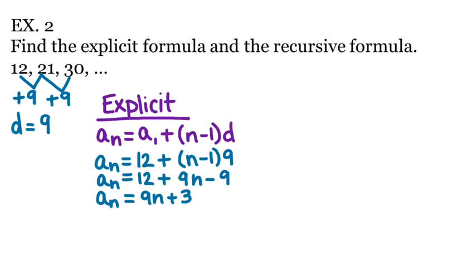So the explicit formula would allow me to find the 15th term in the sequence. I could plug in 15 for n, and that would give me that value. Or the 500th term in the sequence. I plug in 500 and I find that value.